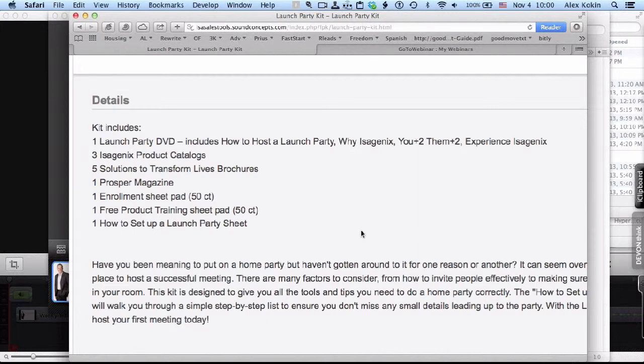You guys, what's most important to me out of this kit is the DVD, the enrollment pads, and the product trading sheet pad, and to have a few catalogs out so people can go, oh, you have so many products, right? Without you having to go into detail about every single one of them. So, share your story. That's important, and I talk about that in the DVD.